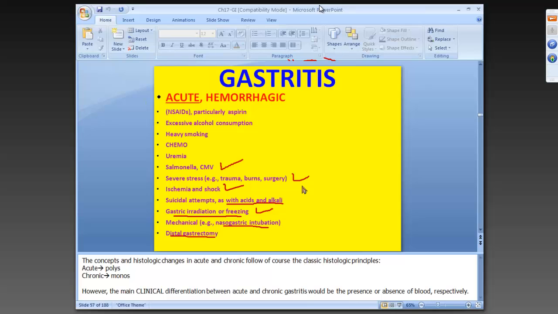The concept and histological changes in the acute and the chronic patterns will follow the classic histologic principles: acute polys, chronic monos. However, the main clinical differentiation between acute and chronic gastritis will be based on the presence of blood, respectively. That is a very, very important concept that you all should memorize, effective immediately. Now it's in your chat box.